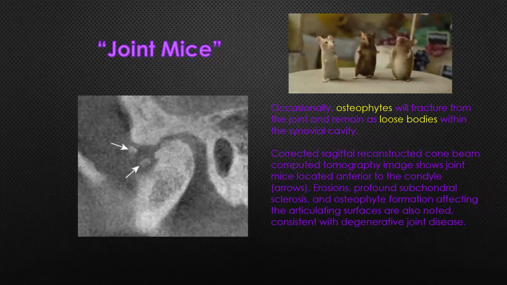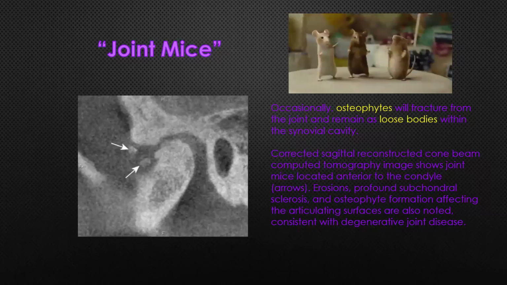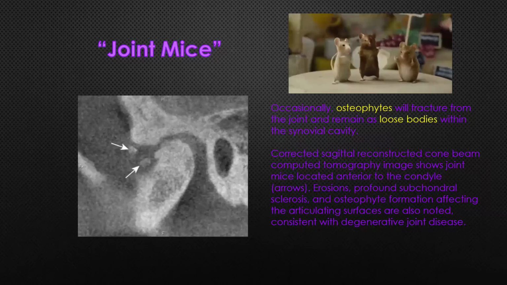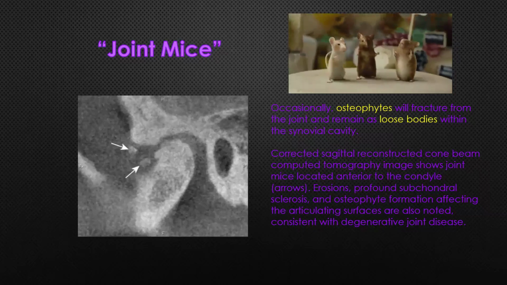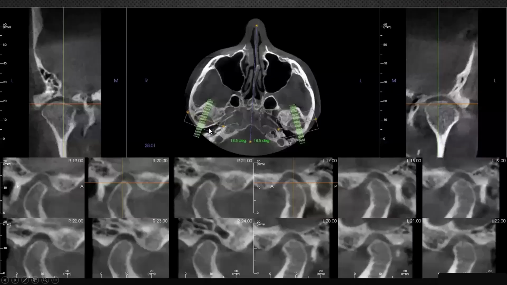Chondrocalcinosis, it's like a form of gout. And so think of little particulates of calcifications. It almost looks like a ground glass calcification within the joint space, and we'll show you that.